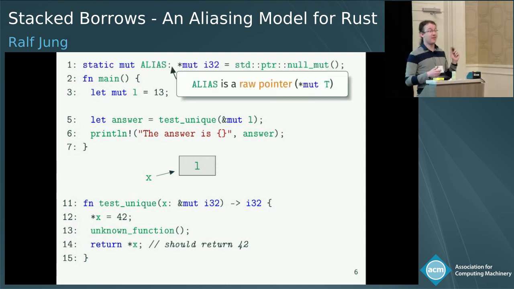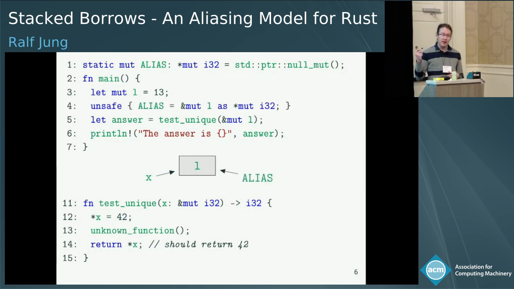So first we add a global variable, alias. Its type, *mut i32, is that of a raw pointer. Raw pointers are a bit like the dark evil twins of references, and they're not checked by Rust static checks. You can only use them in unsafe code. And then in the main function, we set things up so that the global pointer also points to the same local variable as x. So now we have x and alias, both pointing to the same thing, L.